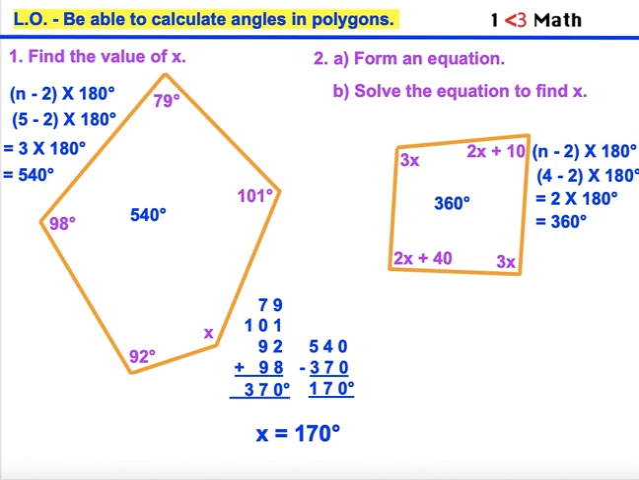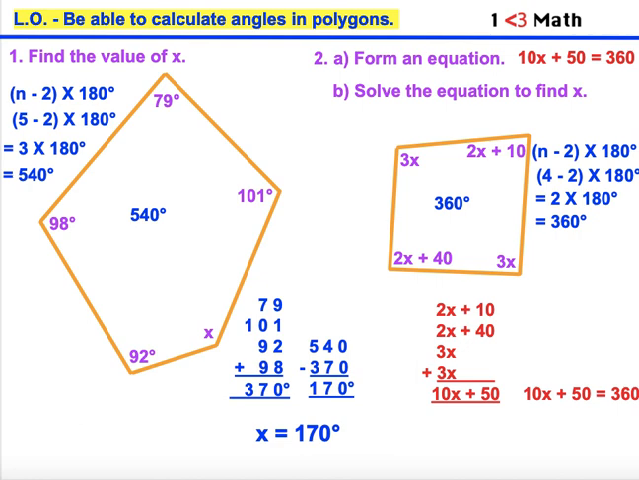Now we need to form an equation, by first forming an expression. We're going to add up all of the x's. 2x add 2x add 3x add 3x is 10x, and plus 10 plus 40 is plus 50. So the expression is 10x plus 50. The equation is going to be 10x plus 50 equals 360, because we know that those 4 angles must add up to 360 degrees. So there's our equation for part A.